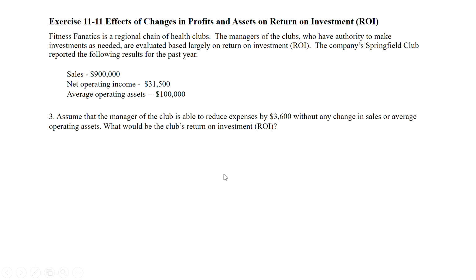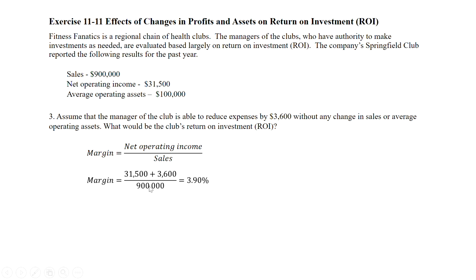What about a completely independent situation? Assume you didn't have the sales opportunity. This manager says, well, I could actually reduce expenses. And a lot of times when managers are thinking about how can I improve my profitability, they look first to say, how do I cut costs? This manager says, I can cut costs or expenses by $3,600. Again, assume the sales didn't happen. How would that affect margin and turnover?